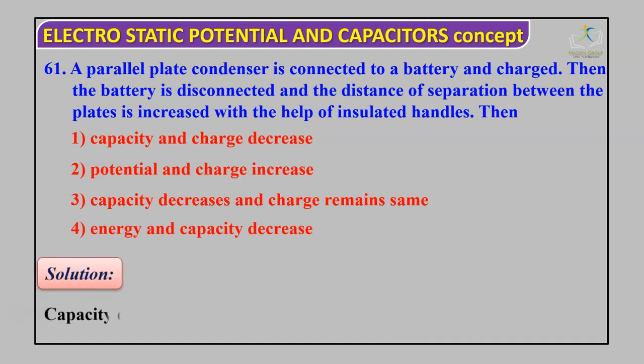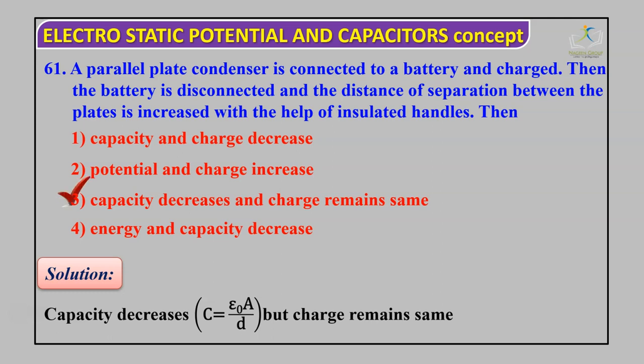Solution: we have capacity decreases, C is equal to epsilon naught A by D, but charge remains the same. Hence, the correct option is option 3.